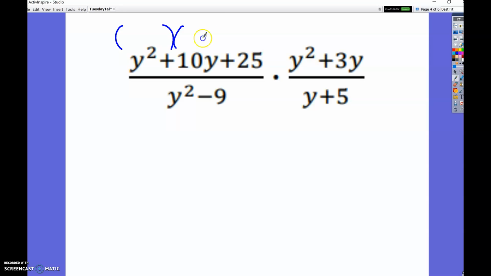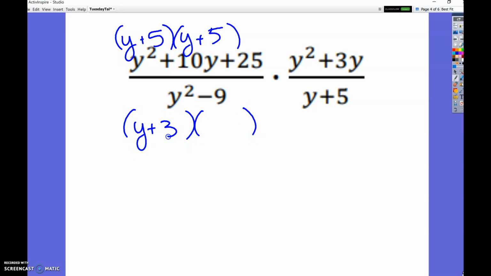So up here I'll have x, well, I can do y, I guess, same difference, y plus 5 and y plus 5. Down here we have the difference of squares, y plus 3 and y minus 3. Over here we've got a y in common, so I'll pull out y times y plus 3.